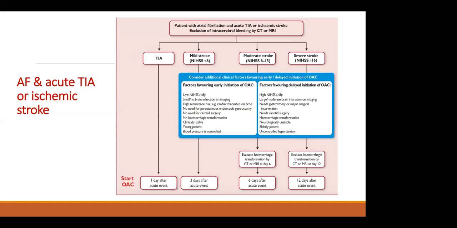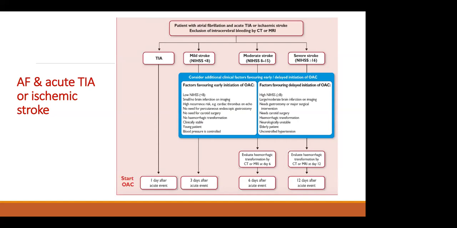If the stroke is moderate, meaning the score is between 8 and 15, you can start 6 days after the event, after doing imaging to rule out hemorrhagic transformation of the brain infarction. If the stroke is severe with a score of 16 or more, anticoagulation can be initiated only 12 days after the event and after also excluding hemorrhagic transformation in brain imaging at day 12.